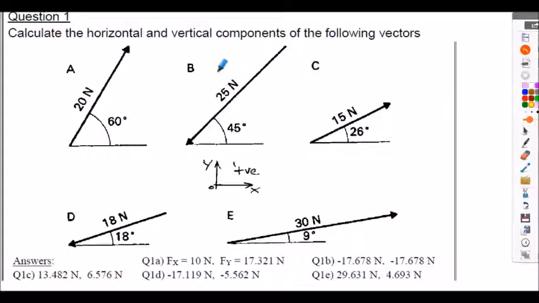I'll leave you with some tutorial questions to undertake at your own pace. This is question 1. We're asked to calculate the horizontal and vertical components of the following 5 vectors. Vectors A, B, C, D and E shown here. So resolve the forces in terms of their Fx and Fy and state the values in terms of our sign convention that we defined on an earlier slide. Answers to questions 1a through to 1e are shown here.